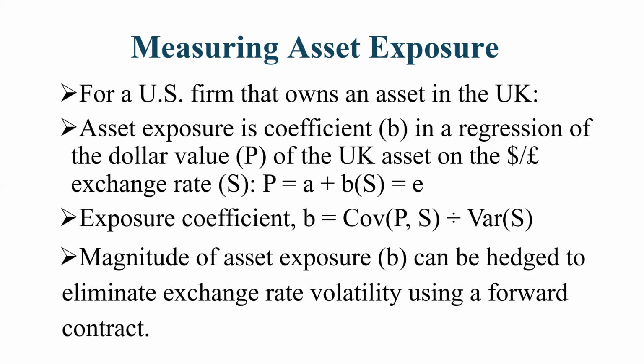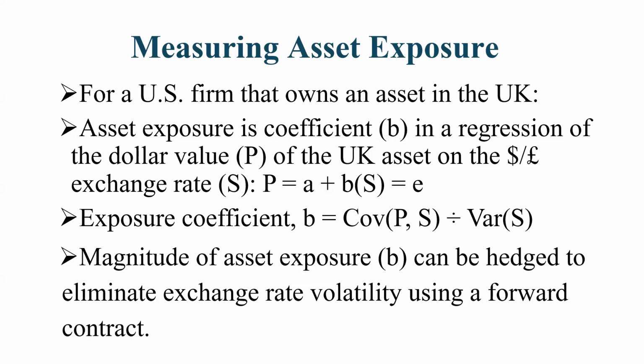Now, continuing with our interpretation of the regression coefficient, let's declare that B, the regression coefficient, can also be described as representing the slope of the regression line. So it indicates how much the asset value P, which is the dependent variable, is expected to change for every 1 unit change in the exchange rate S. And the exchange rate S is the independent variable.